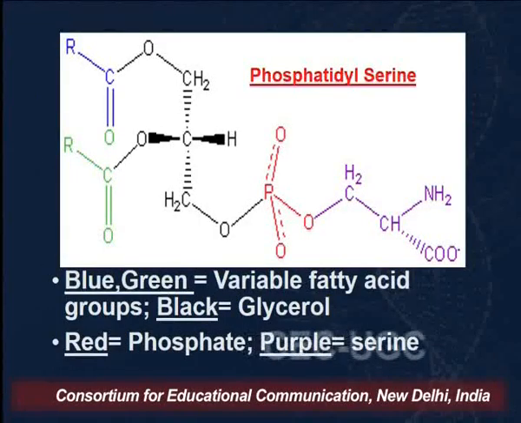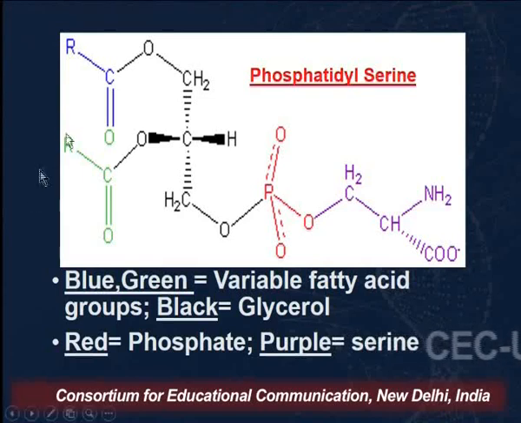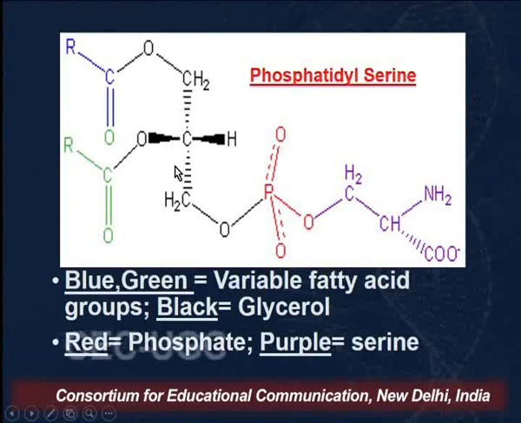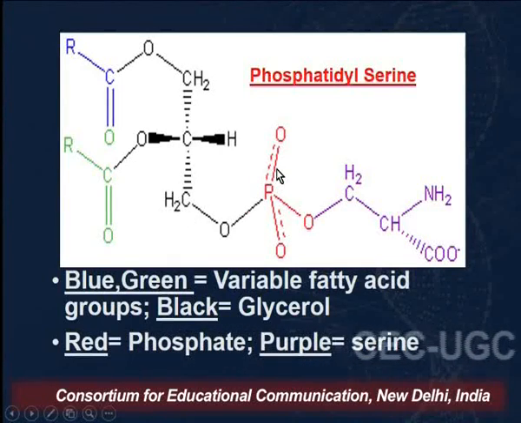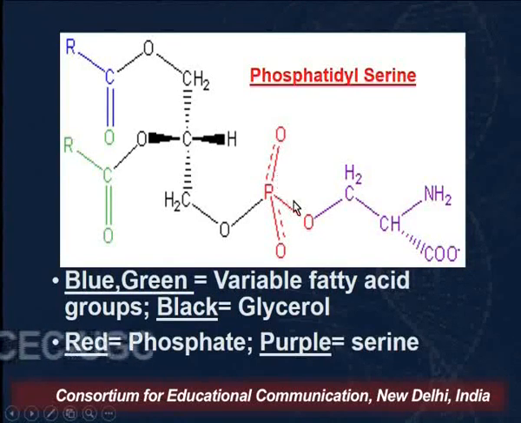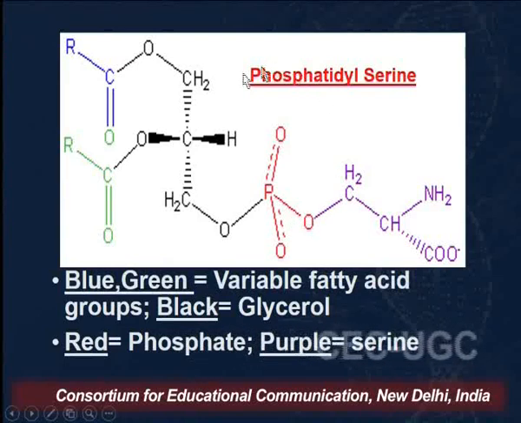So as you can see on your screens now, this is the glycerol molecule which is again forming the central backbone of the molecule. It is attached to two fatty acids through ester linkage, and the third OH is attached to a phosphate group by phosphoester linkage, and this phosphate group in turn is attached to serine, resulting in the formation of phosphatidylserine.